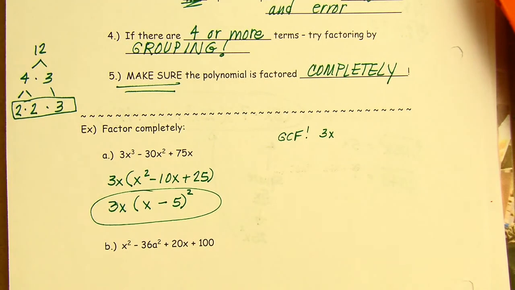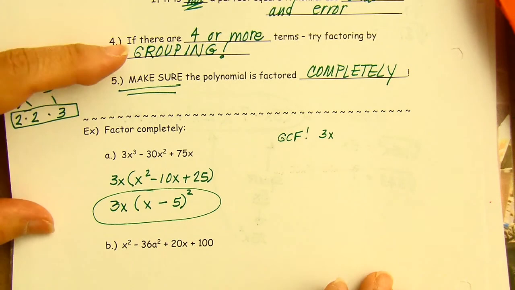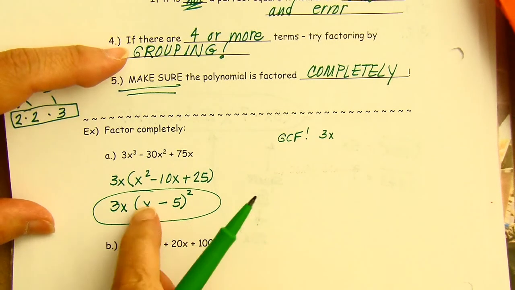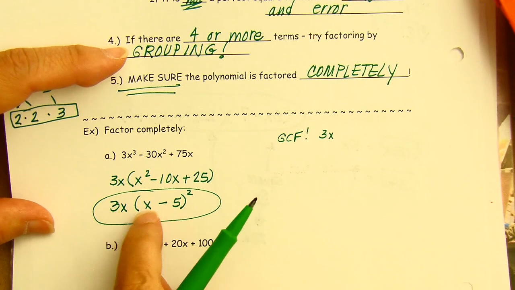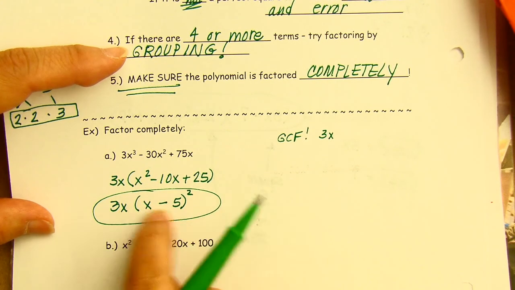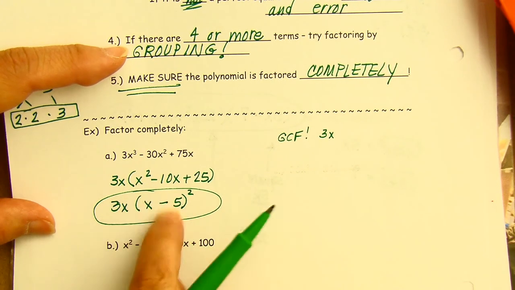I have factored completely, and because all of my factors are prime, I'm not missing anything. Okay, again, I know some students are going to want to write this as x minus 5 times x minus 5, but you have to clean it up and write it as one binomial to the power of 2.